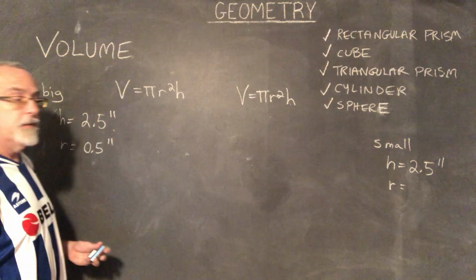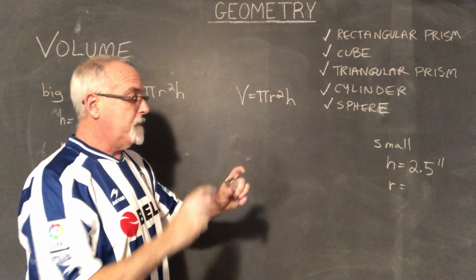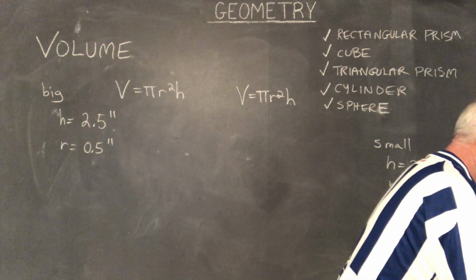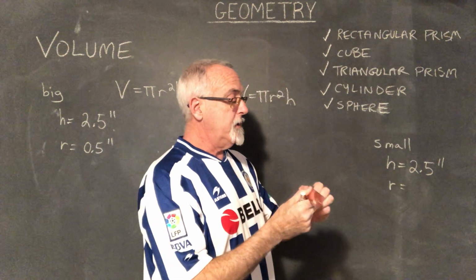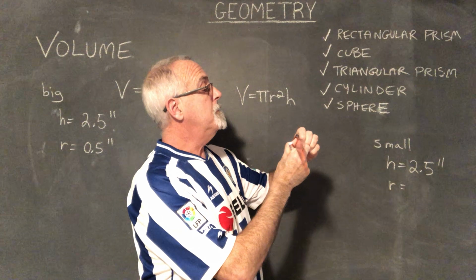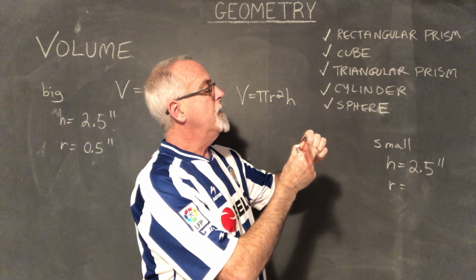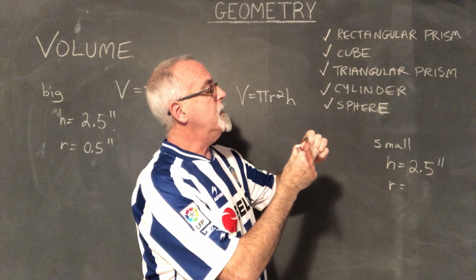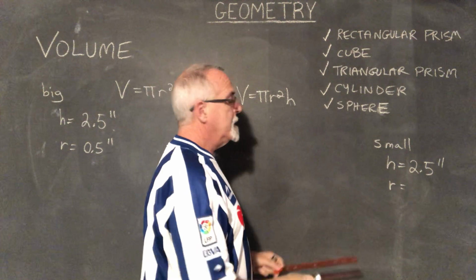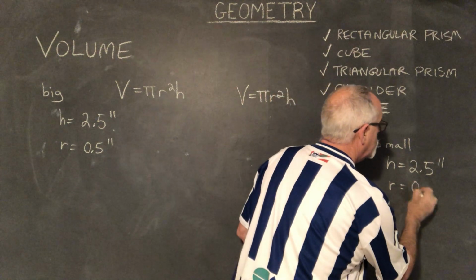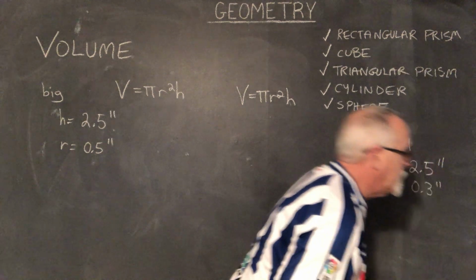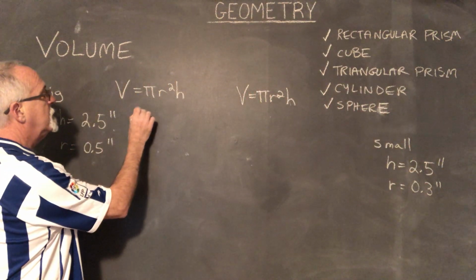So I didn't have to do all of the erasing that I did. I do have to measure the radius of this smaller, skinnier cylinder. And I'm doing it the same way. I'm measuring the diameter, but I have to divide it in half. I'm going to say the diameter is 0.6 inches. So the radius is half of that. It's going to be 0.3 inches. And then we're just doing our two cylinder volume formulas again.